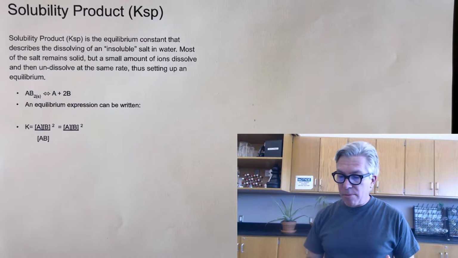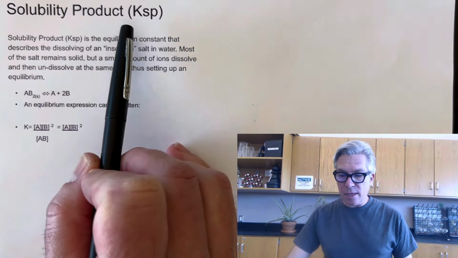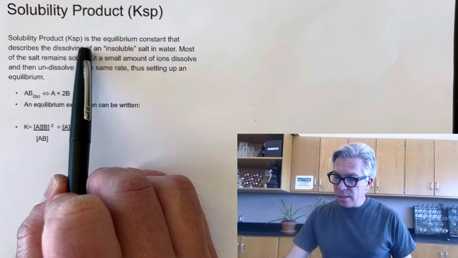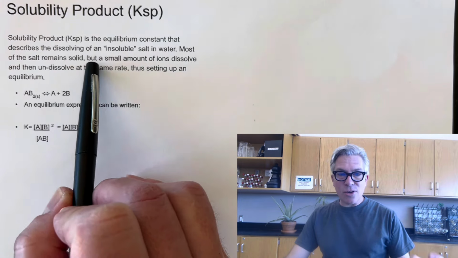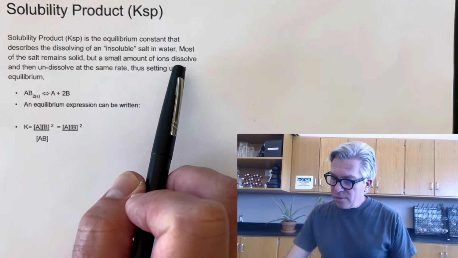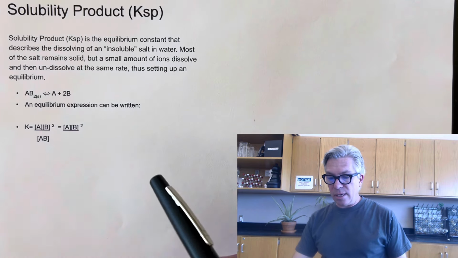Now let's solve a couple of problems using Ksp, or the Solubility Product Equilibrium Constant. The solubility product is what we call it. It's the equilibrium constant that describes the dissolving of an insoluble salt. Now we're learning that they're not all completely insoluble. Most of the salt remains solid, but a small amount of ions dissolve and then undissolve at the same rate, thus setting up an equilibrium.